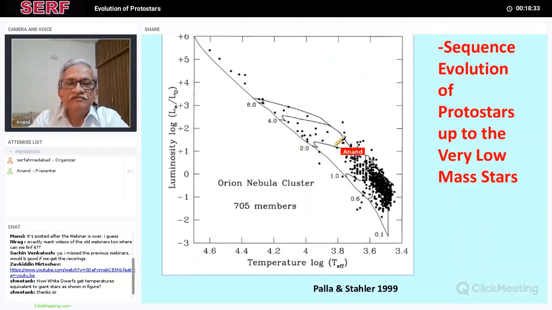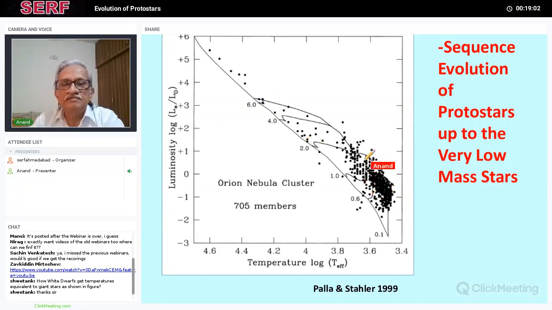Now these are actually what they have done. The observers, astronomers, have taken the Orion Nebula cluster, and they have taken about 705 protostars or pre-main sequence stars, and plotted them on the isochrone diagram. This is an HR diagram on which isochrones are plotted. That means after the contraction's birth line, the start of the birth line, if you go for 1 million years, 10 million years, and so on, where do they fall?